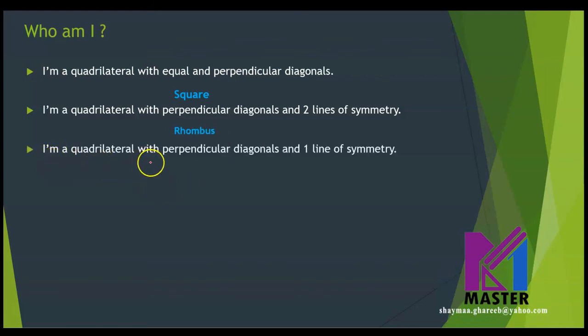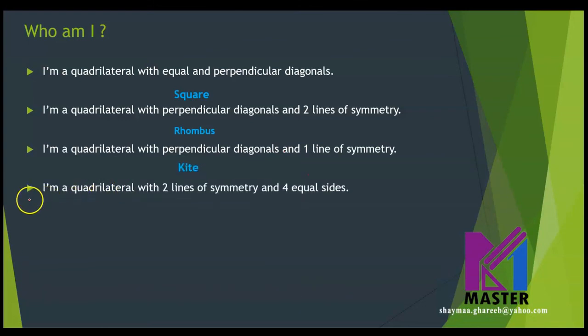I am a quadrilateral with perpendicular diagonals and 1 line of symmetry. We just said perpendicular diagonals are in square, rhombus, and kite. The rhombus has 2 lines of symmetry, the square has 4 lines of symmetry, but the kite has 1 line of symmetry. So the answer will be the kite. I am a quadrilateral with 2 lines of symmetry and 4 equal sides. So 4 equal sides means it's a square or a rhombus. Which one of them has 2 lines of symmetry? The rhombus.